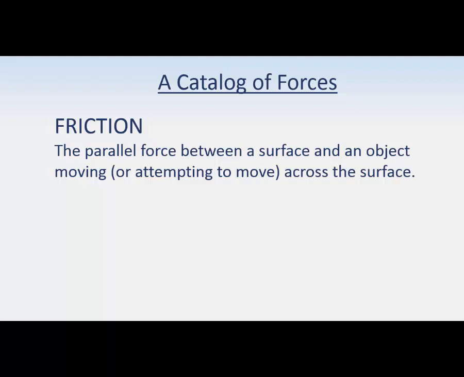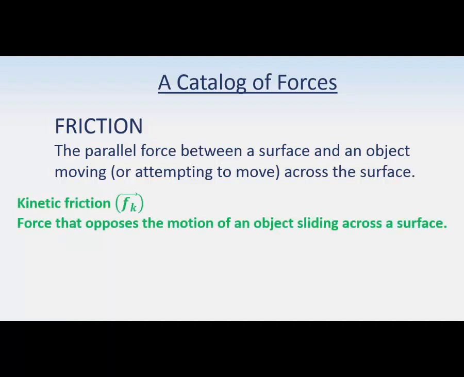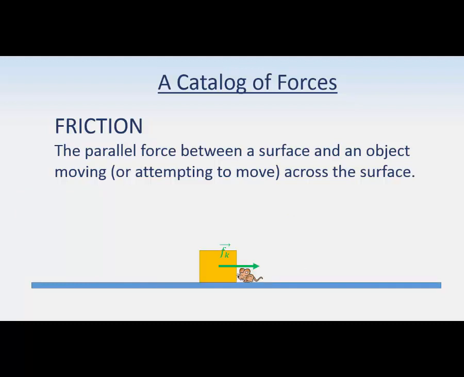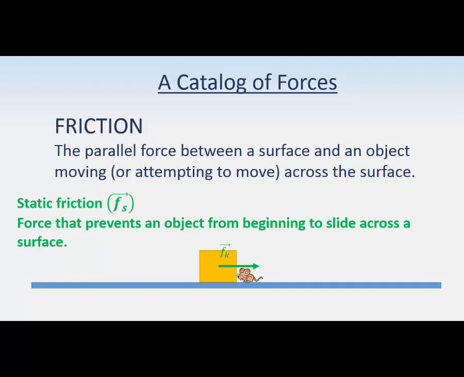Friction is the parallel force between a surface and an object that is moving across the surface. There are 2 types of friction. One is kinetic friction, which is a force that opposes the motion of the object that is sliding across the surface. Here you see a block that is sliding, and the force of kinetic friction points in the direction opposite of its motion. The other kind of friction is static friction.